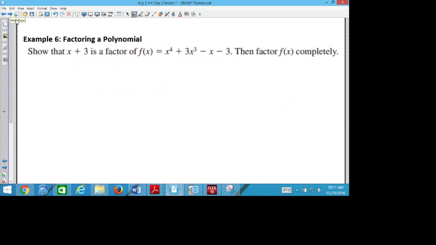Right, so the next kind are factoring a polynomial. This says first, show that x plus 3 is a factor, and then it says factor it completely. To show that it is a factor, we use synthetic division and divide it and show that it has no remainder.